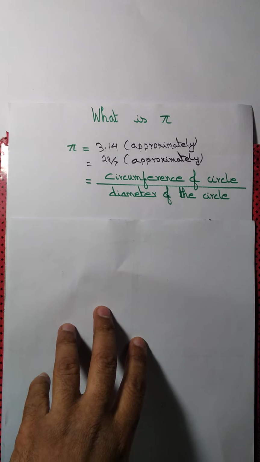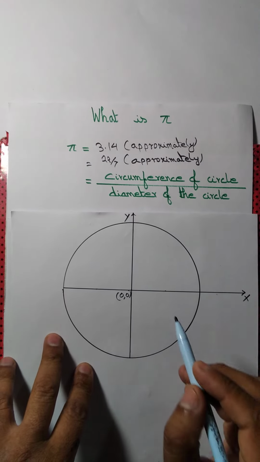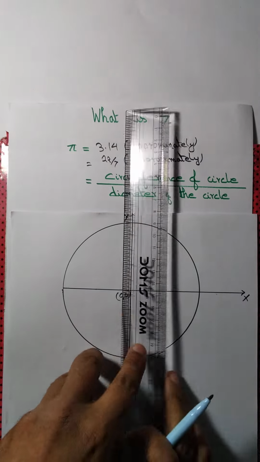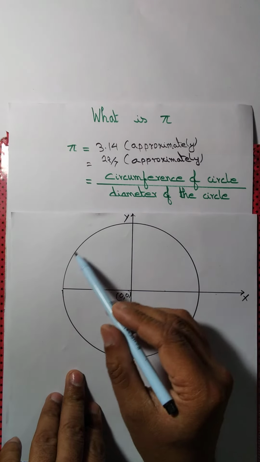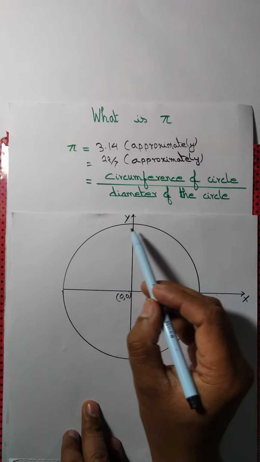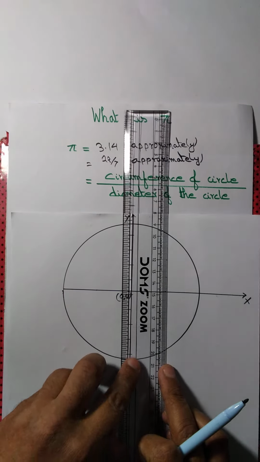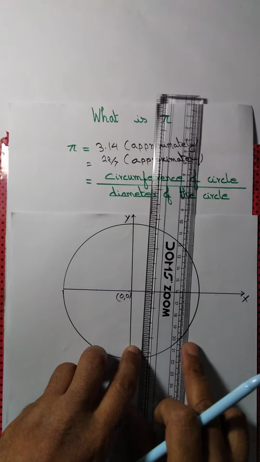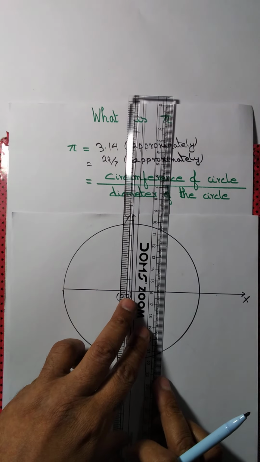Okay, let's take a circle that is of radius r. And let's try to measure the circumference of the circle. But if I want to measure this circumference with a scale, then I cannot do it. The circumference of a circle is the measure of the length of a curved region. Let me draw some straight lines.